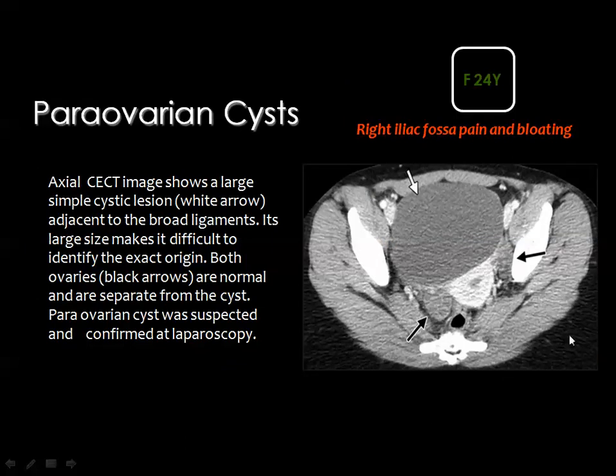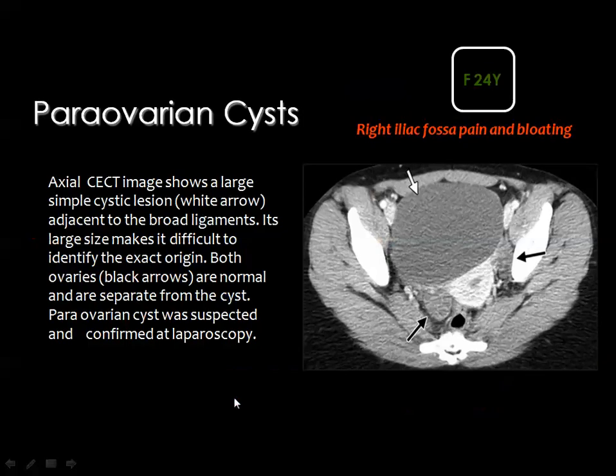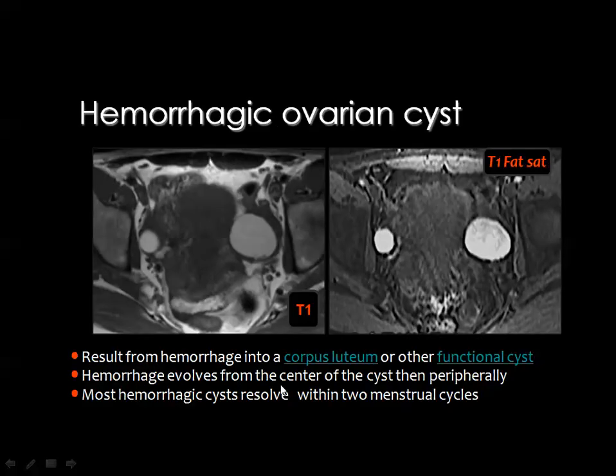I can show one of these lesions. This is the left ovary and this is the right ovary by CT, and there is a big cyst in the pelvis, and this is a para-ovarian cyst. A para-ovarian cyst may be mistaken for ovarian cystadenoma, or what's known as eccentric ovarian cyst, or retroperitoneal cyst, or hydrosalpinx. But the tubal appearance of the dilated fallopian tube can be easily differentiated from these para-ovarian cysts, as I will show to you.